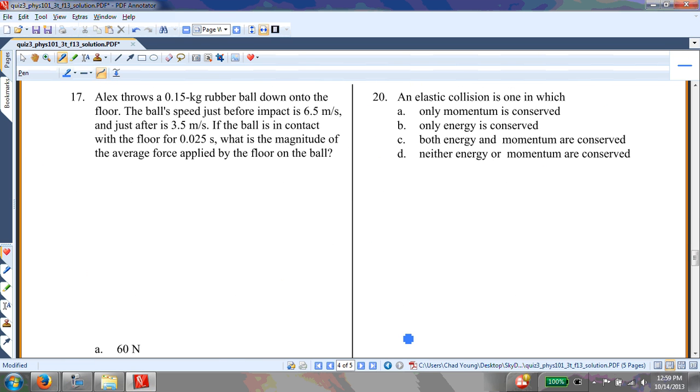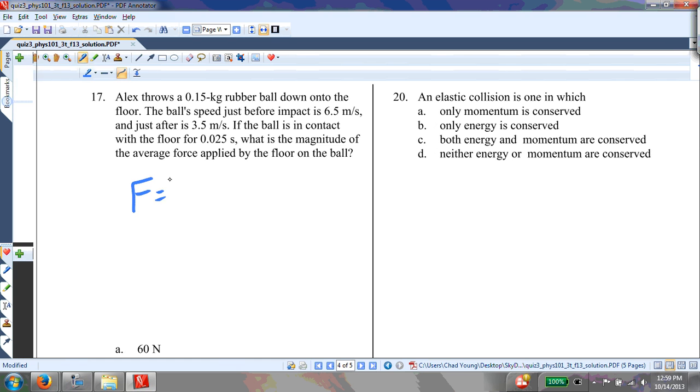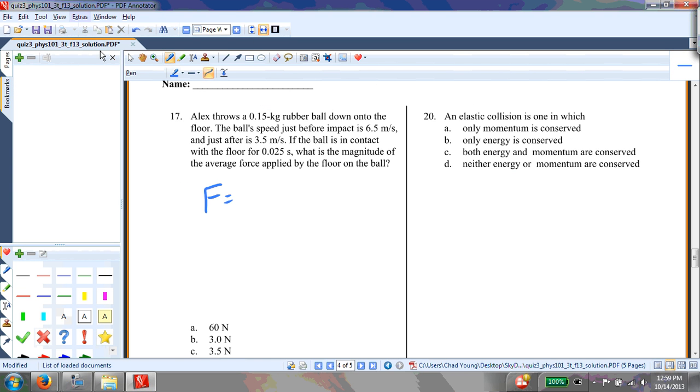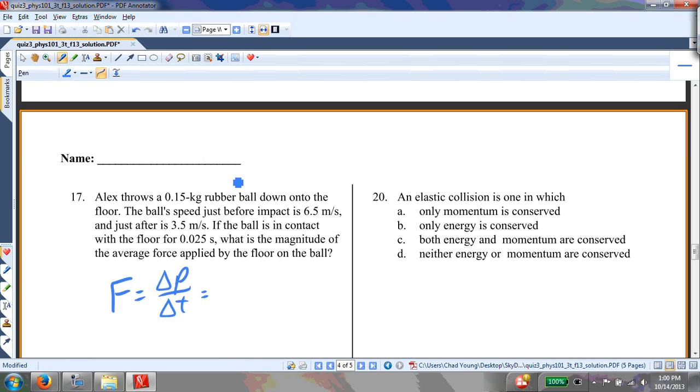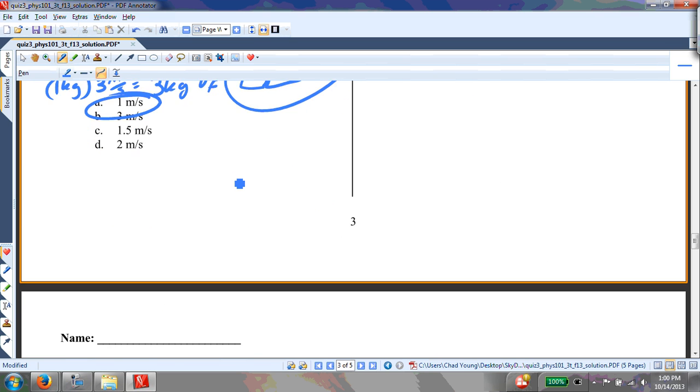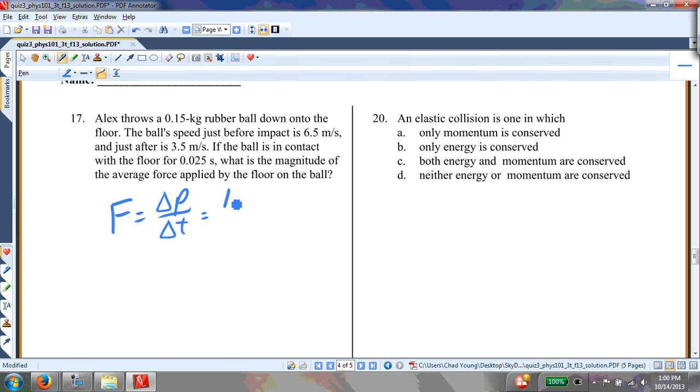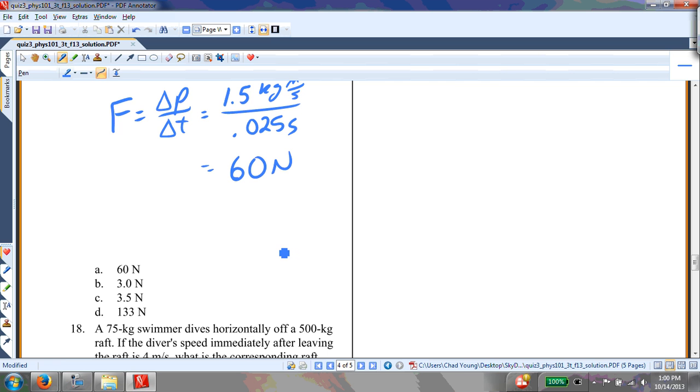And then same question, but I want to know what is the force. Well, force is delta P over delta T. Just found, gosh, what was the change in momentum? 1.5 kilogram meters per second is the change in momentum, divided by the time, which is 0.025. It gives me 60 newtons as the average force. 60 newtons for number 17, that's A.